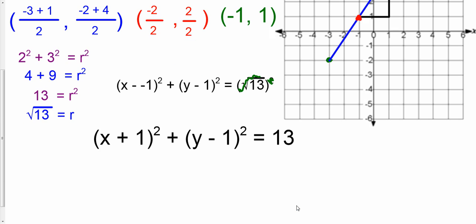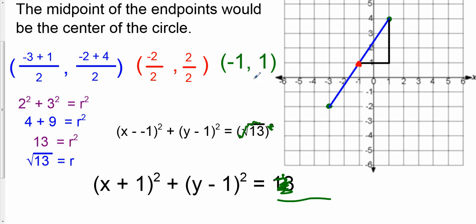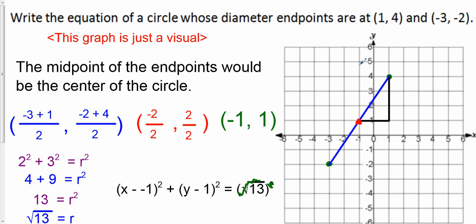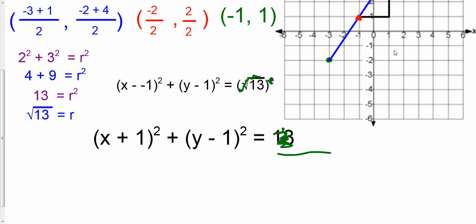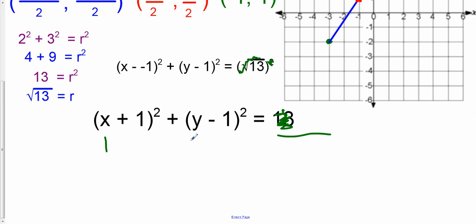Now if you didn't have the graph, or if you weren't looking at it and didn't want to use your Pythagorean theorem, you wouldn't know this amount. You would be left kind of with a blank right here. All you'd have to do is find this midpoint, and that would be your center. You'd plug it in here. Then take one of these points, like this 1, 4, plug it in here, so 1 and 4. Solve out this expression, so 1 plus 1 is 2, 2 squared is 4. Write that right here. 4 minus 1 is 3, 3 squared is 9. Just do 4 plus 9 equals 13.